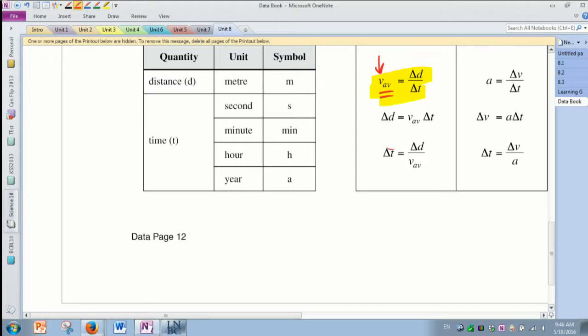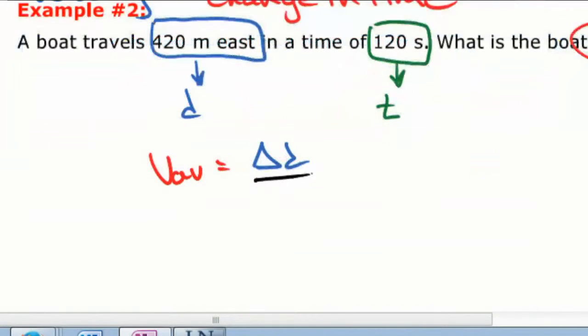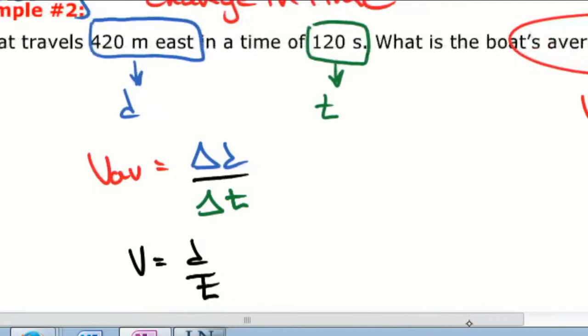So it's the same equation we just used, and perhaps I'm making this more difficult than it needs to be, but that's okay. V average is equal to change in position over a change in time. And again, if you just want to think of this as velocity is distance over time, I'm okay with that. Just simplifying it, getting rid of all the subscripts and triangles and things that just confuse students.